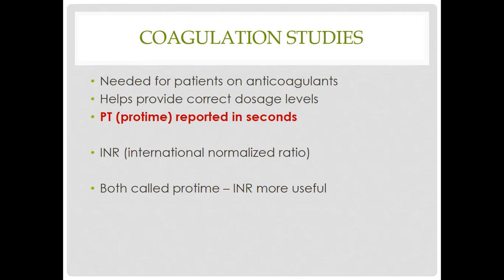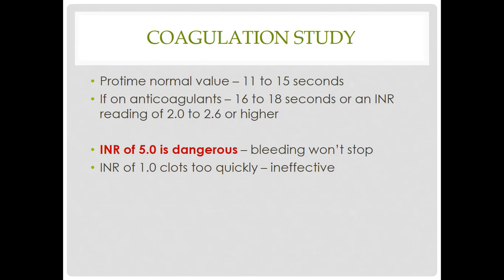The INR is the international normalized ratio for how long it should take for a blood sample to clot. The INR ratios are not in here, but they are both called pro time. So when somebody says, I'm going to do a pro time, they may actually be doing an INR, which is measured slightly differently, but it's doing the same thing. It's saying how fast it takes to clot. The pro time's normal value is 11 to 15 seconds, and that's in the book. If you're on anticoagulants, 16 to 18 seconds is normal, because it takes a little bit longer to clot, but it still is under 20 seconds.